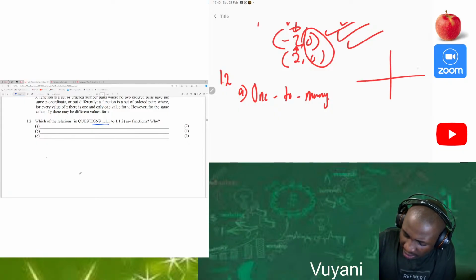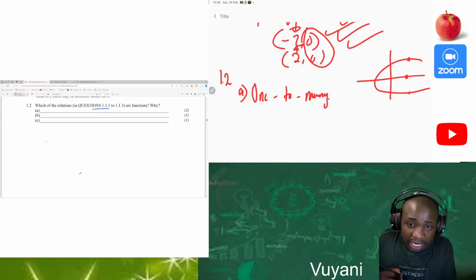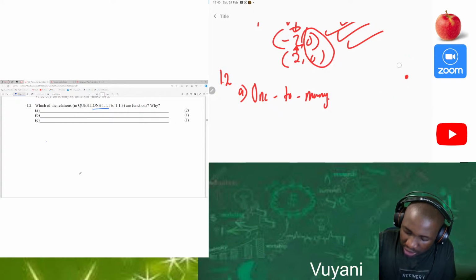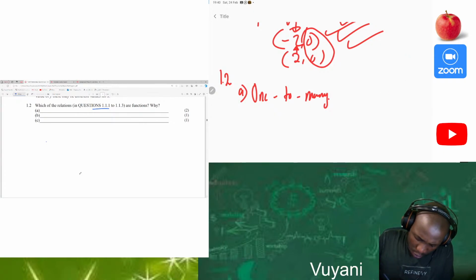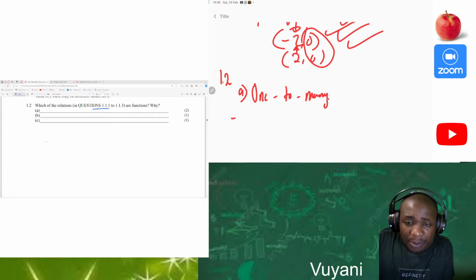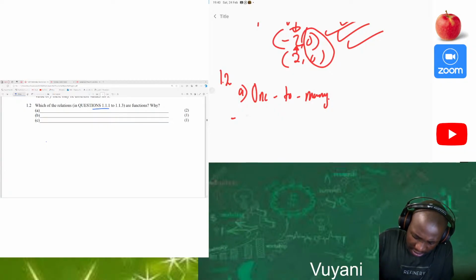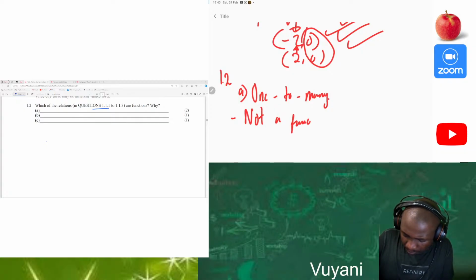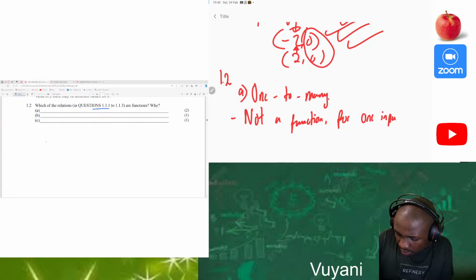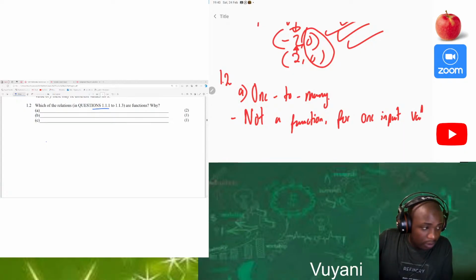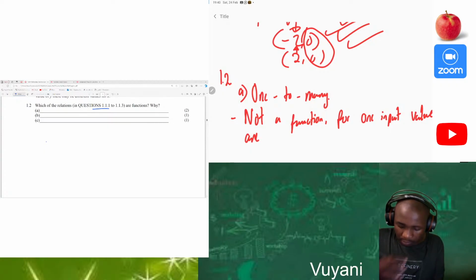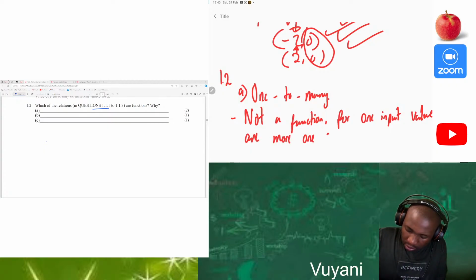So I think this is something like this. This is not a function, for there is one input there, but there are two different outputs. That's our one-to-many relation. So in that instance, this is not a function. But now we really have to write it down so that we can show them that we understand what we are talking about. So we can literally say that it is not a function. Why? Because for one input value, there are more than one output values. So that's why it's not a function.